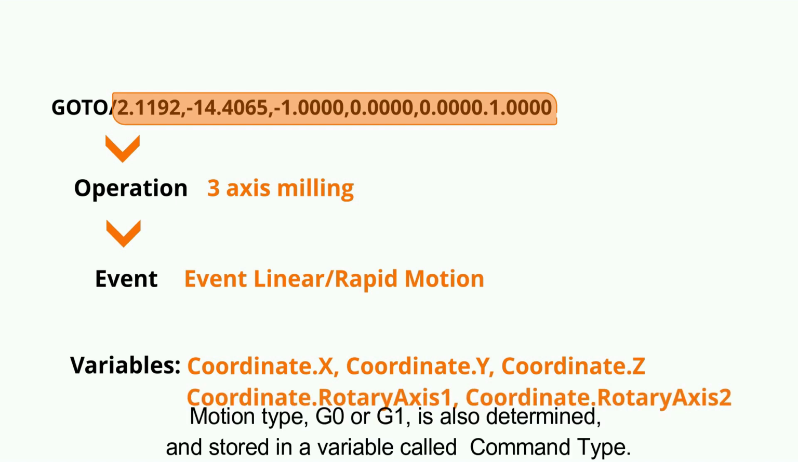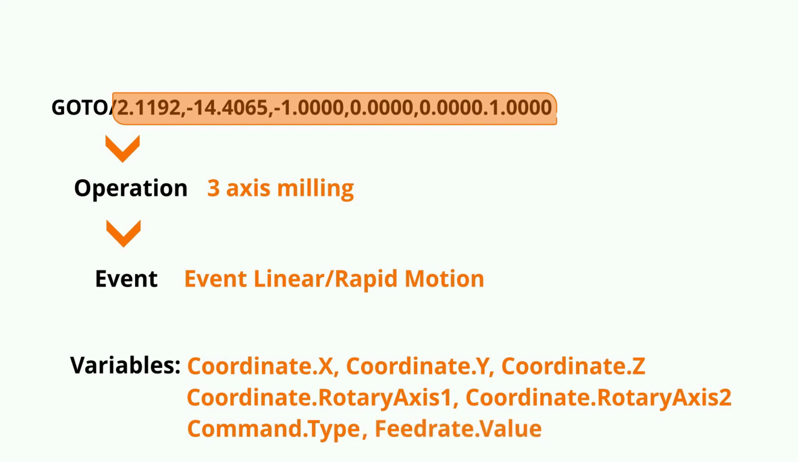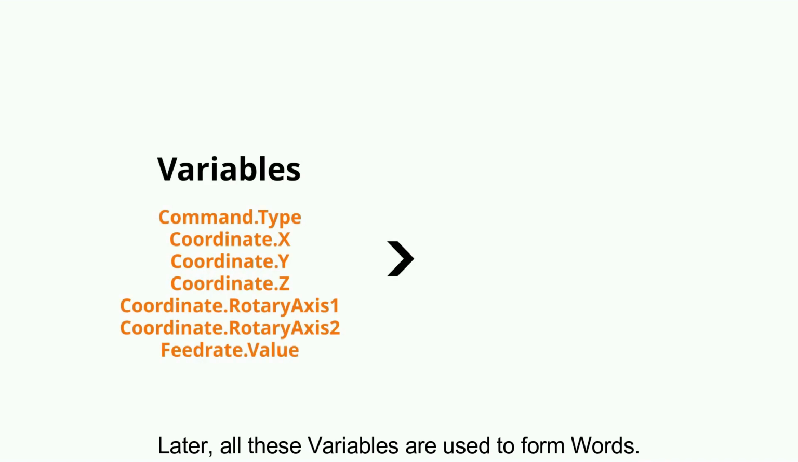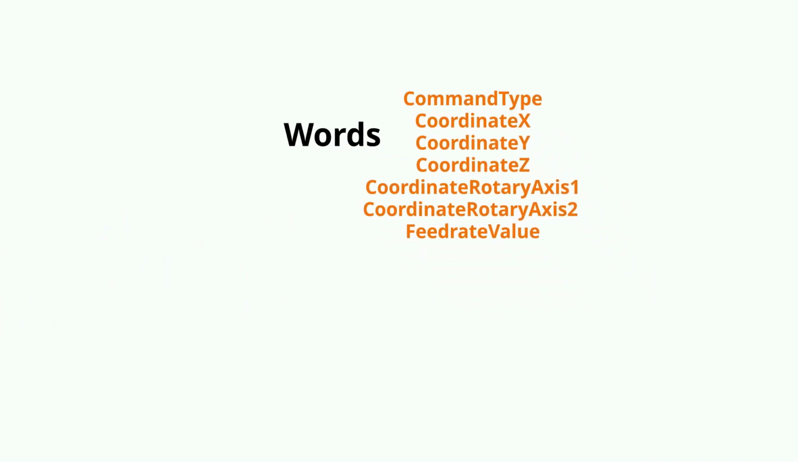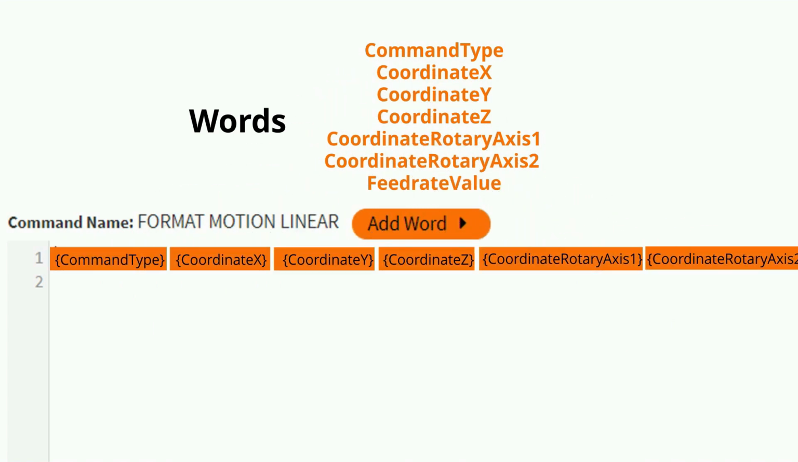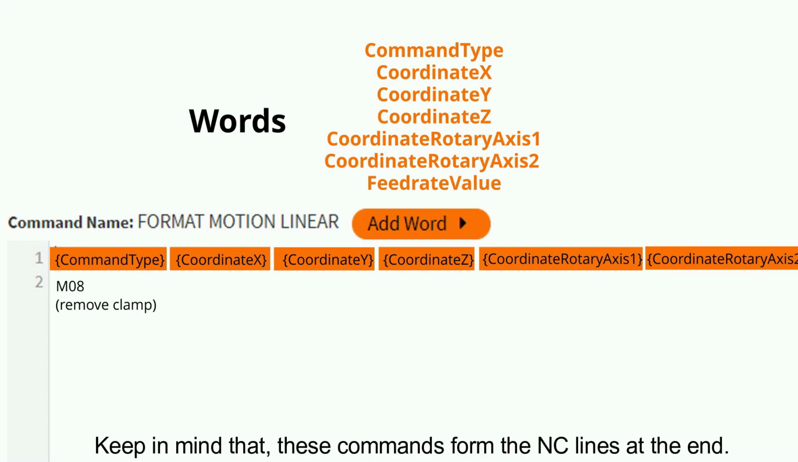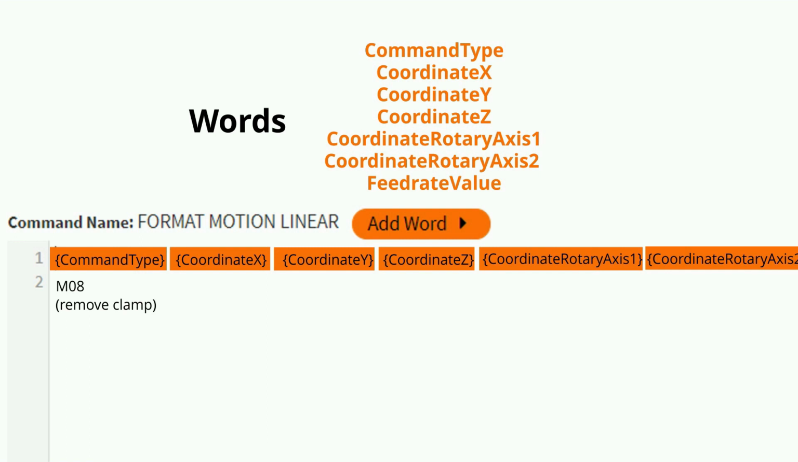Motion type, G0 or G1, is also determined and stored in a variable called command type. Feed rate is also stored in another variable, named feed rate value. Later, all these variables are used to form words. And all these words are used inside commands. Commands are formed with these words, and also manually written strings. Keep in mind that these commands form the NC lines at the end.